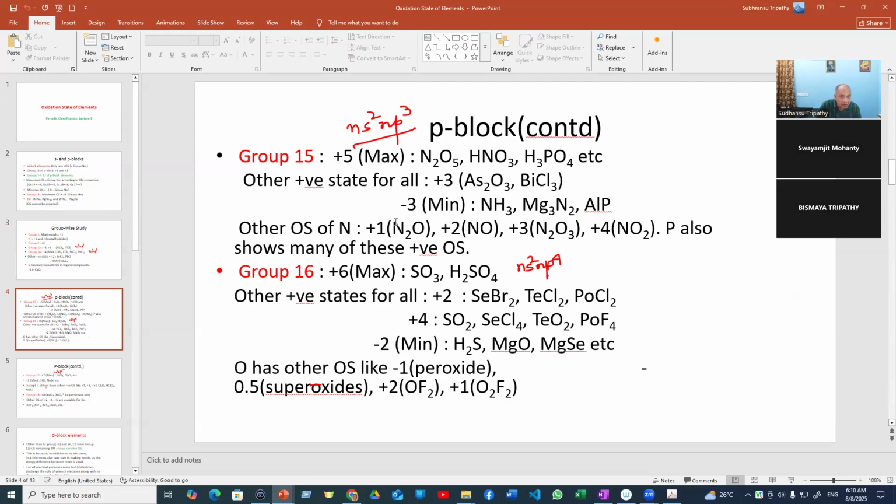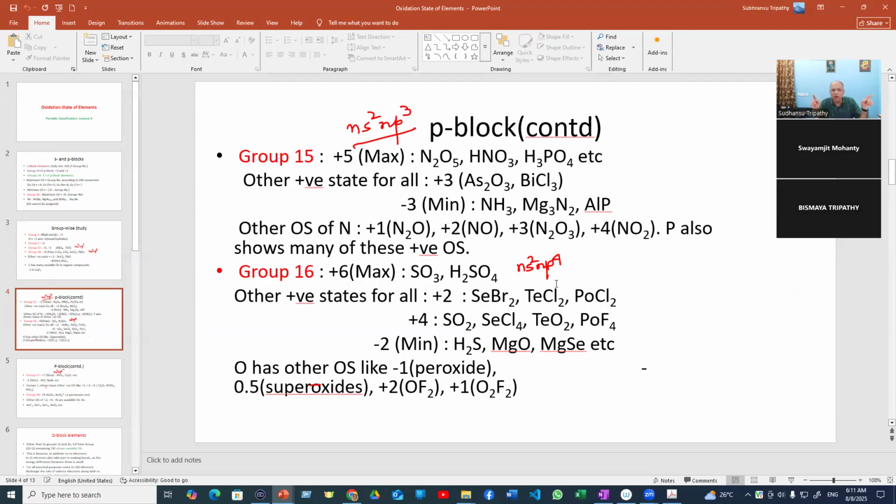and minimum minus 3 in ammonia, magnesium nitride, aluminum phosphide, minus 3. But there is intermediate also. There is also plus 3, like arsenous oxide, bismuth trichloride, or simply bismuth 3 chloride. Also, there is bismuth 5 chloride, which is unstable, that we shall study. Why 3, 5? Why 3, 1 in thallium? Why 4, 2 and all that we will be knowing.